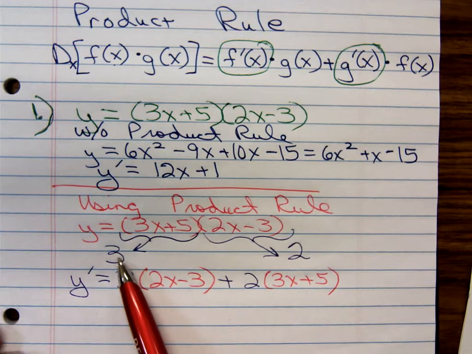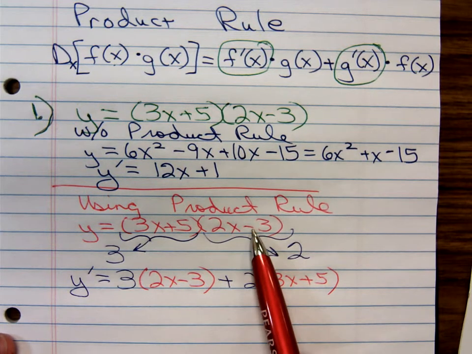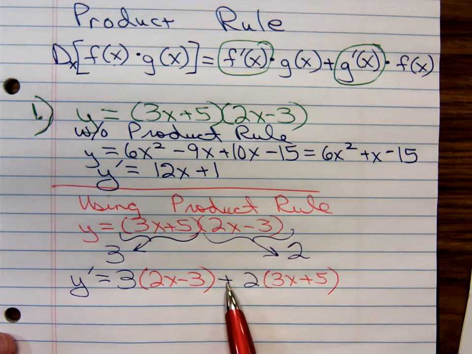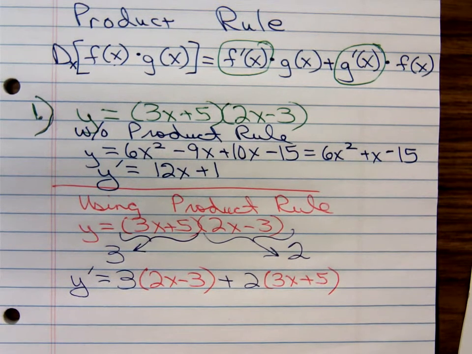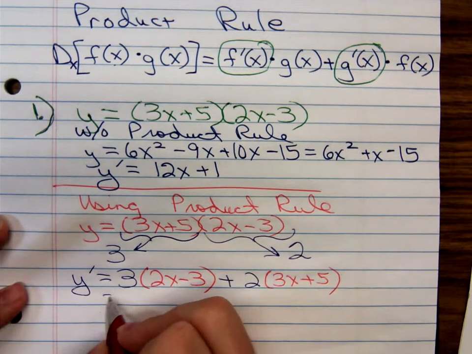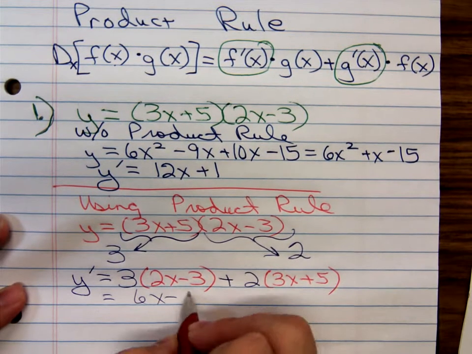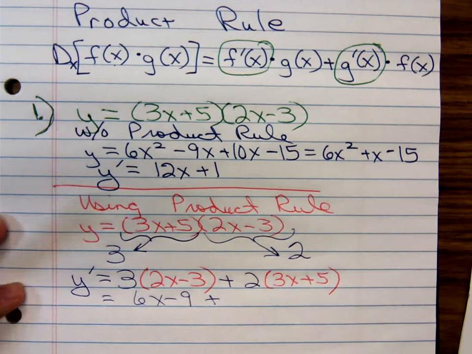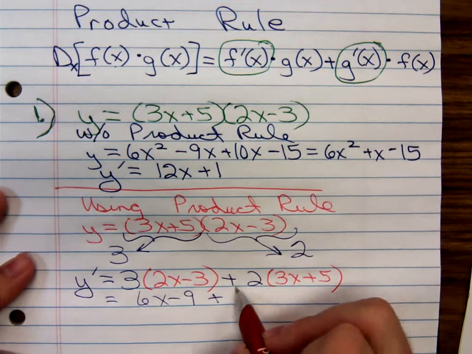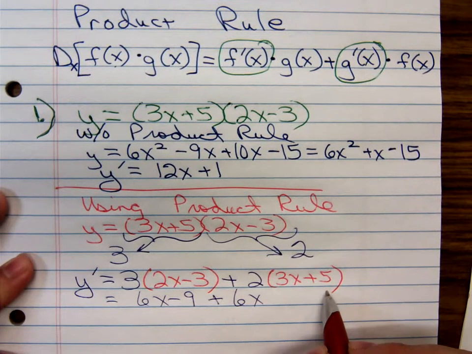The derivative of the first factor times the original second plus the derivative of the second factor times the original first. And now we can clean this up by distributing through the 3. That'll give me a 6x minus 9 plus 6x plus 10.